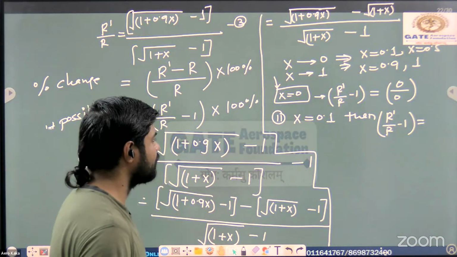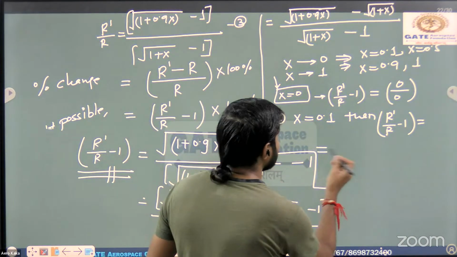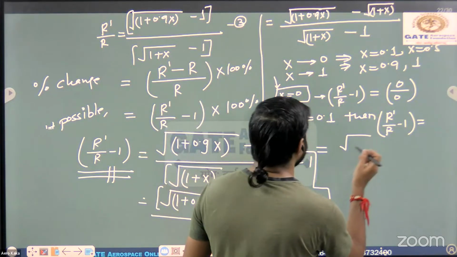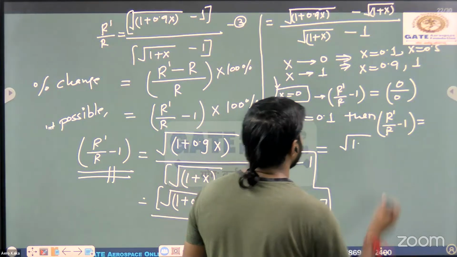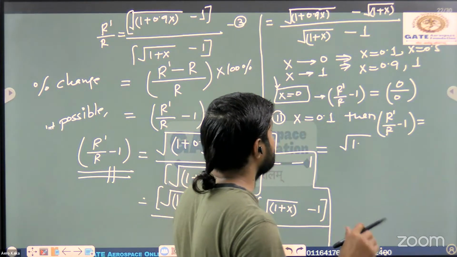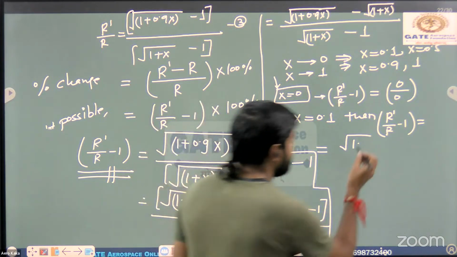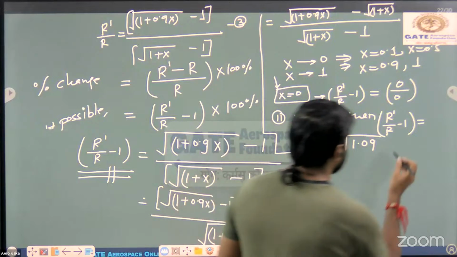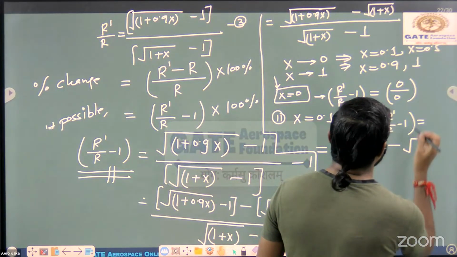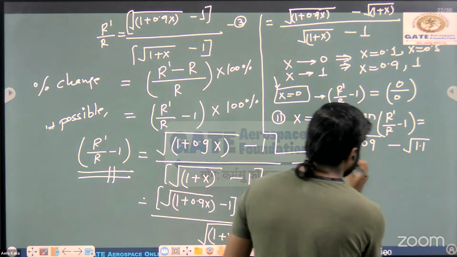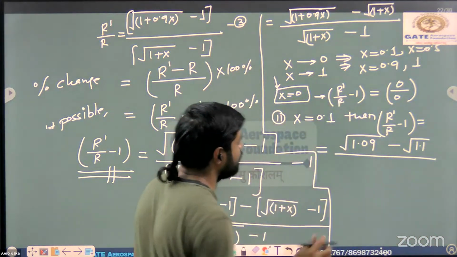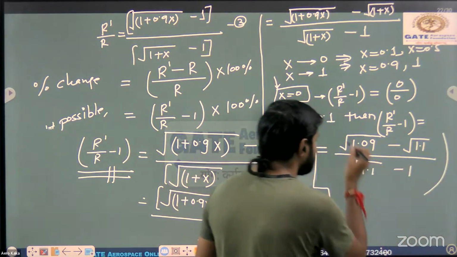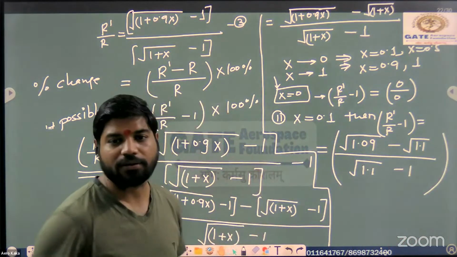Okay, let me solve. So if you're putting x is equal to 0.1, please verify. How much will you get? Root of 1 point, how much? 0.9 into 0.1, how much will you get? 1.09. Check please. Minus root of how much? 1.1. Please verify. If I'm wrong, please let me know first. Yes sir, root of 1.1 minus 1.